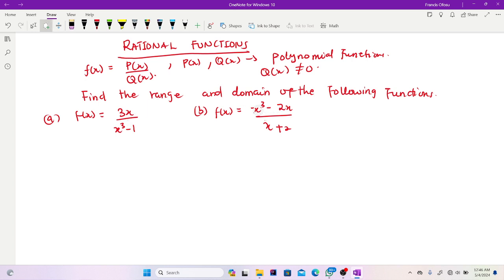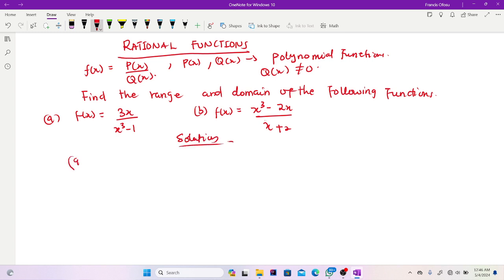I have two problems here for us to solve. So it says, find the range and domain of the following functions. Whenever we tackle a type of function, it means that we want to know how the function behaves in terms of its inputs and its output characteristics. So let's see.